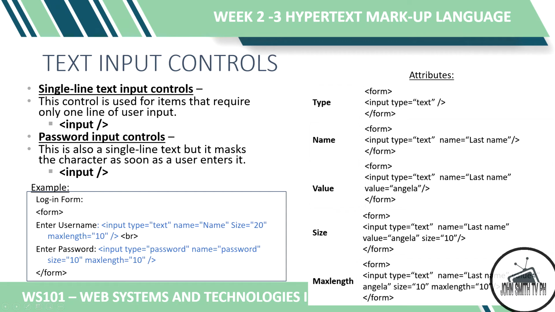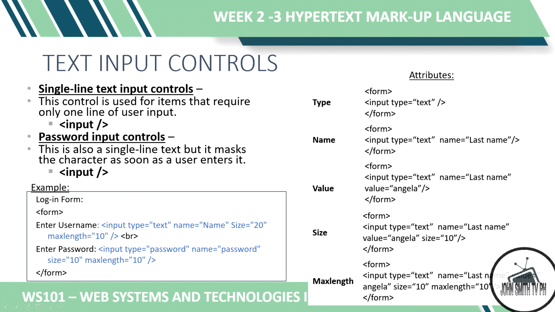Size attribute sets how text field width. Maxlength sets the maximum number of characters for text or password fields. Check specifies whether a radio button or checkbox is initially ticked. SRC attribute specifies the URL of an image in image fields.